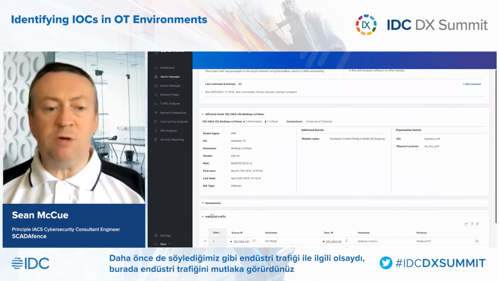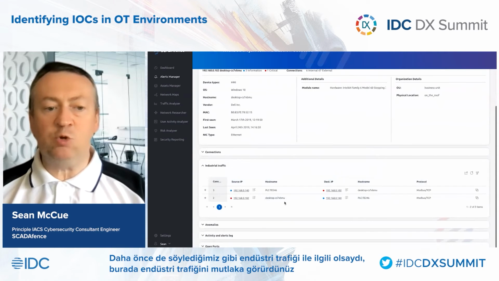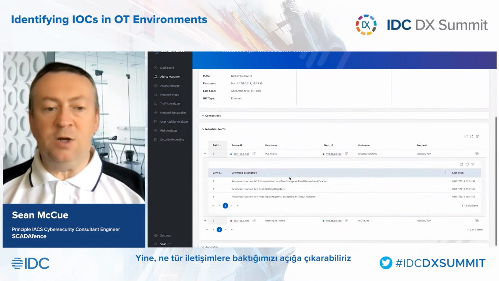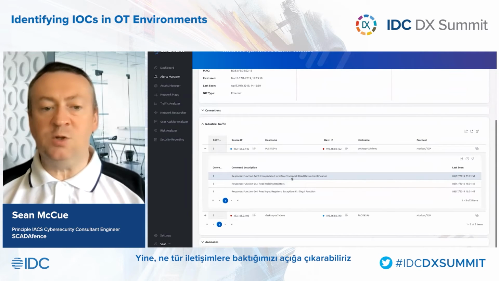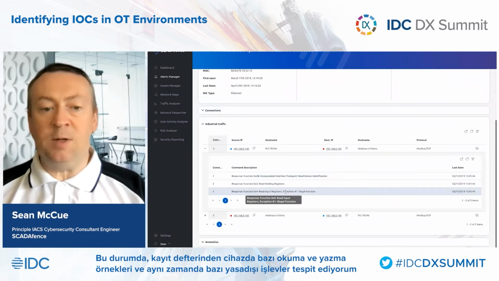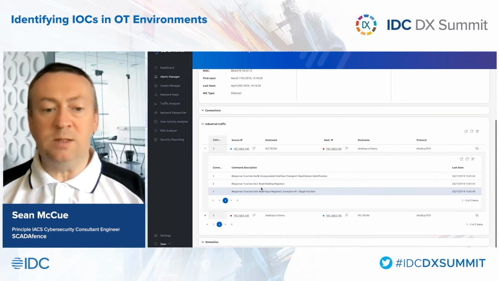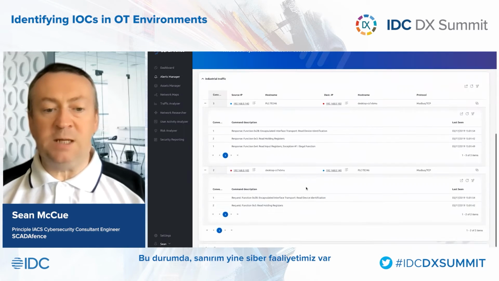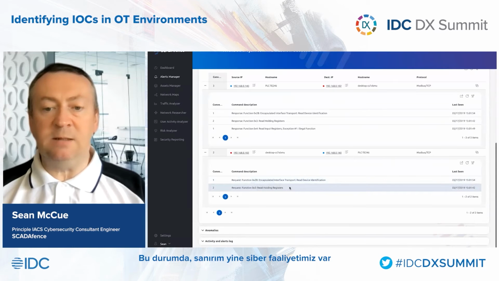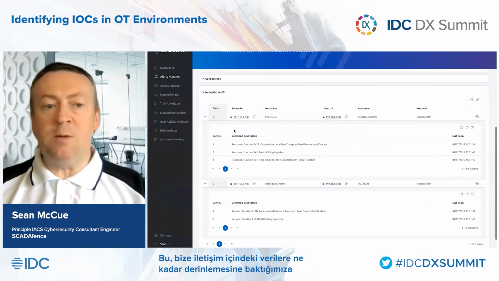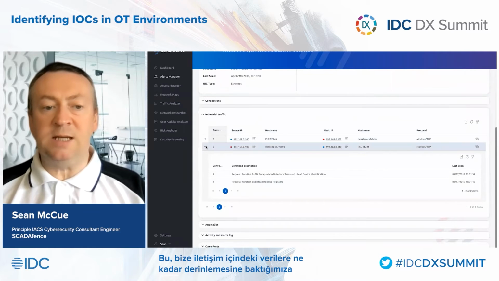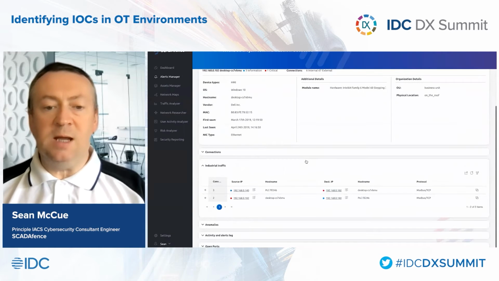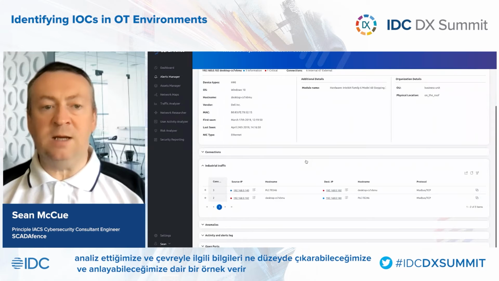If it was related to industrial traffic, as I said before, you would certainly see the industrial traffic here. And again, I could expose what type of communications we were looking at. In this particular case, I'm identifying some examples of reads and writes on the device from registers, but also some illegal functions as well. And in this case, we've got similar activity again. This gives us an example of how deeply we are looking at and analyzing the data within the communications, and to what level we can extract and understand information about the environment.